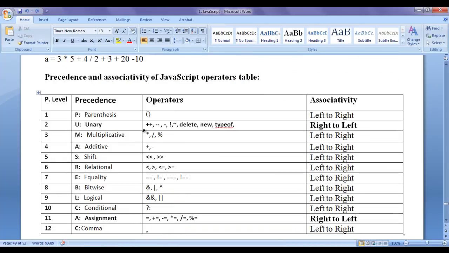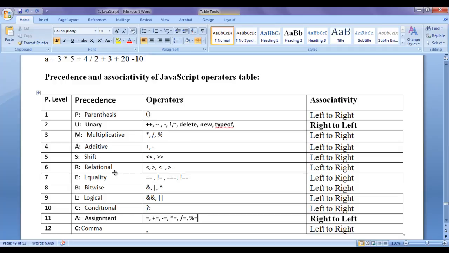To evaluate any given expression, the browser uses the precedence and associativity of JavaScript operators table. It uses this table to evaluate any expression. In the leftmost column, we have P.level. P.level means precedence level. We have a total of 12 levels. The lower the precedence level number, the higher the precedence. That means parenthesis has the highest precedence of any JavaScript operator. Similarly, the comma has the lowest precedence of any JavaScript operator.